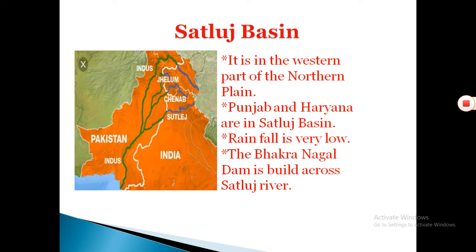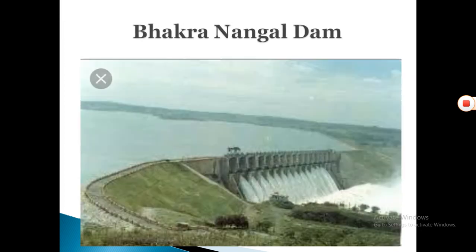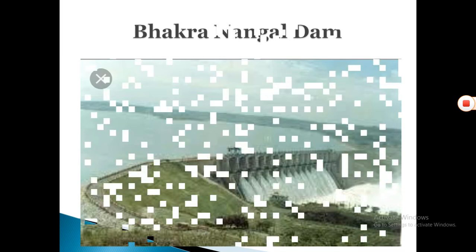Rainfall is very low here. Canals and tube wells are used to irrigate the land. Irrigate means watering. The Bhakra Nangal Dam built across the Satluj provides water for irrigation. It also produces electricity.